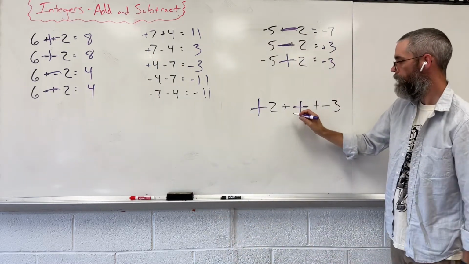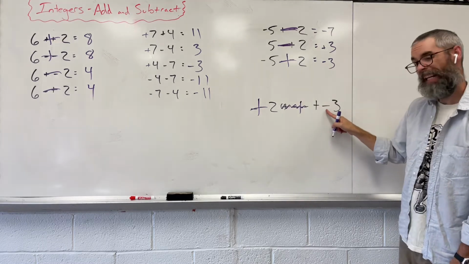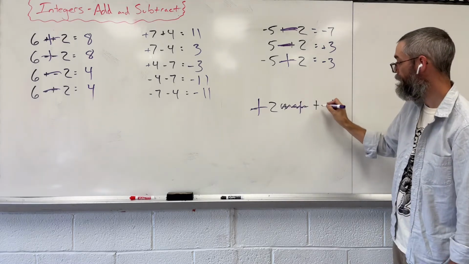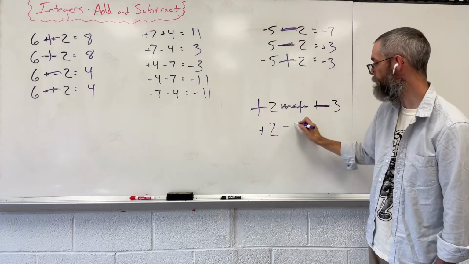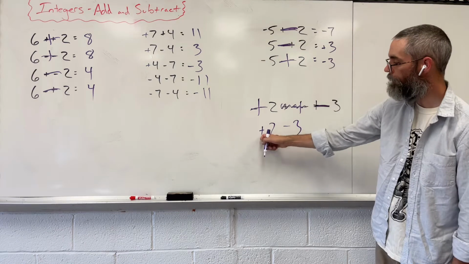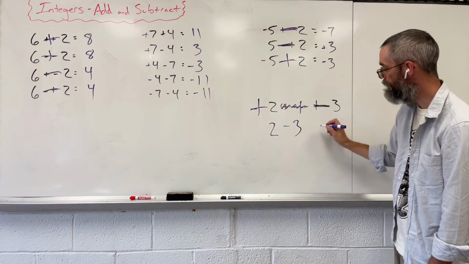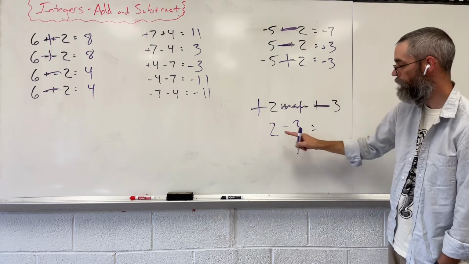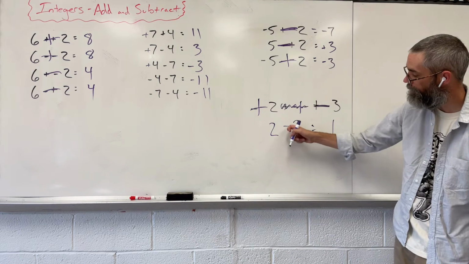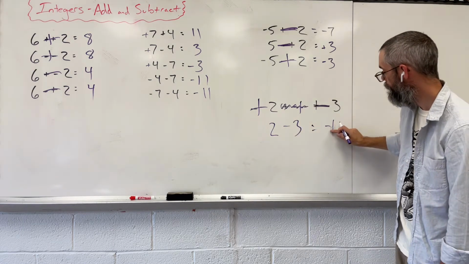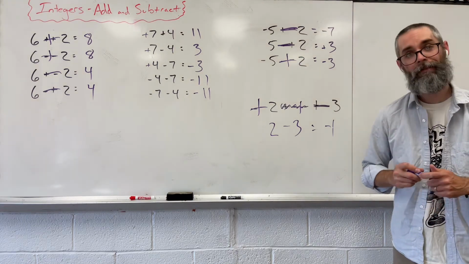If I have a positive and a negative next to each other, well, that gives us a minus sign. So if I were to look at this again, I have positive 2, minus 3. I don't even need that plus sign there. I know that they're different signs, so I want to subtract 3 and 2, which gives us 1. Keep the sign of the larger number. 3 is biggest. I keep that minus sign. And that is adding and subtracting integers.